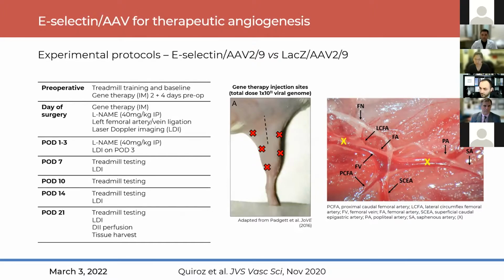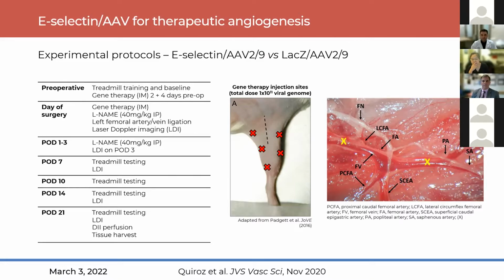And this is briefly our experimental protocol. We used FVB mice, which have an intermediate susceptibility to ischemia. We treat the mice with either E-selectin AAV2/9 or LacZ AAV2/9 as control. The vector we're using is an adeno-associated virus vector, which has a good track record of safety in other therapeutic applications. And the gene therapy is administered 4 and 2 days before surgery and on the day of surgery.